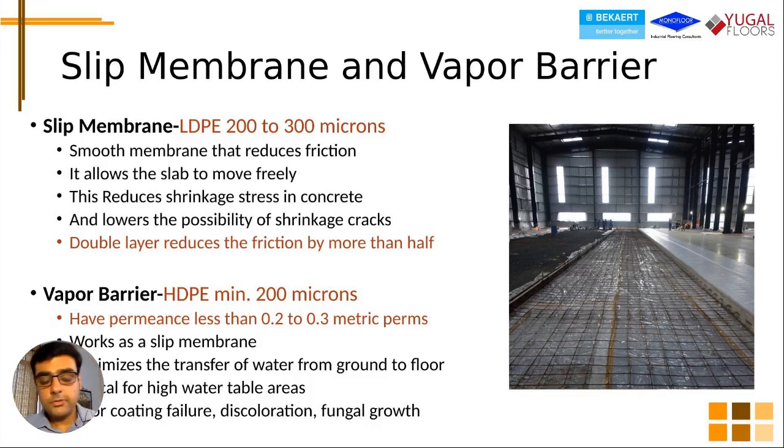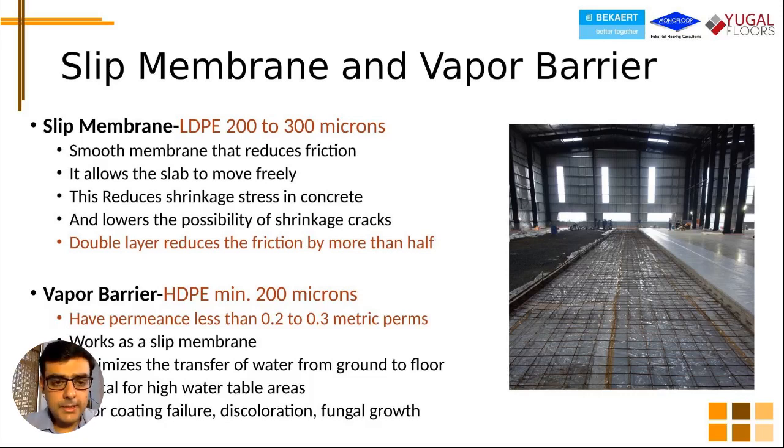Now, this is an important point here. If you double the layer, if you put two layers, you're able to reduce the friction by half. So this is something to ponder for designers. The marginal cost of two layers is very low. So if you're able to reduce your risk by half, should you not be specifying two layers instead of one layer? Something to think about.